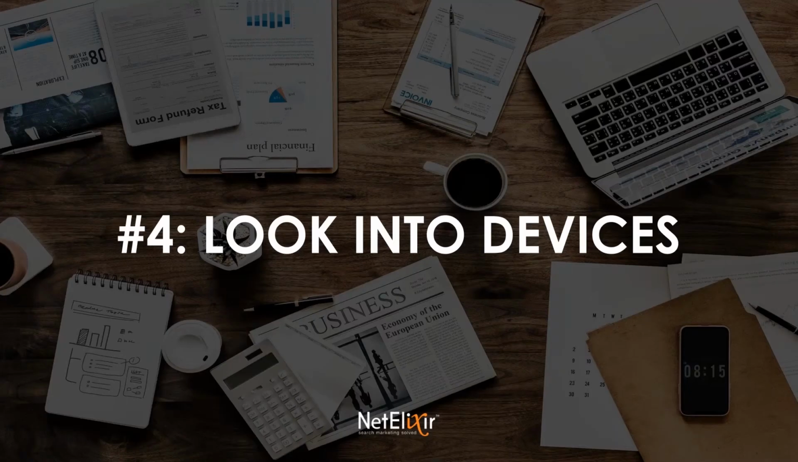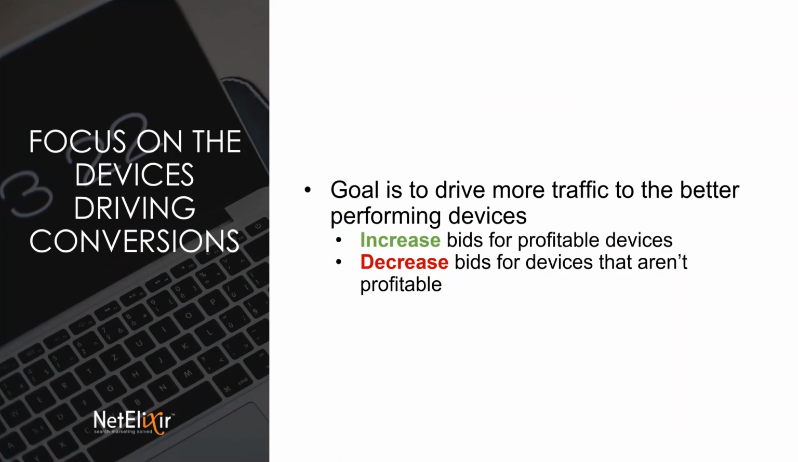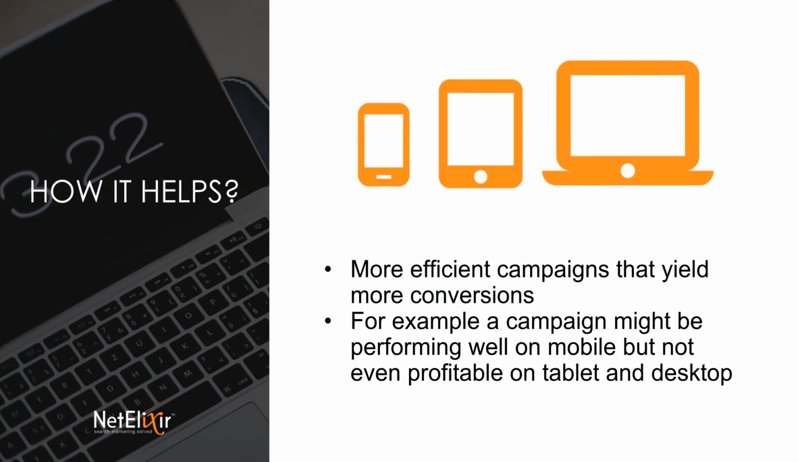All right, moving into our next optimization. You'll want to be focusing on increasing bids for the devices that are driving your conversions. Your goal with this optimization is to drive traffic to the devices bringing in higher profits. Based on the performance for different devices, you'll want to increase bids for the devices that are profitable and then decrease bids for those unprofitable devices. Adjusting your device level bids helps by making your campaigns more efficient so that you'll get a bigger return on your budget and then be able to increase the number of conversions coming in overall.